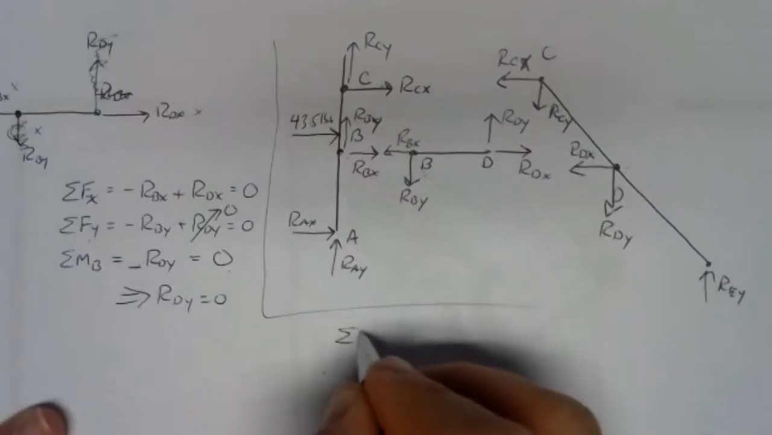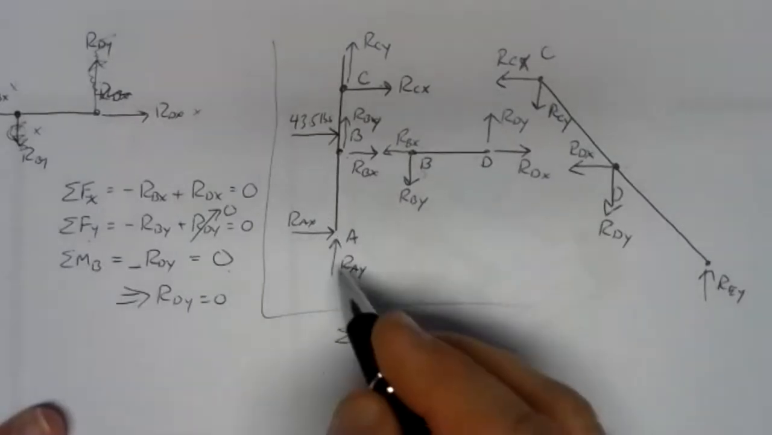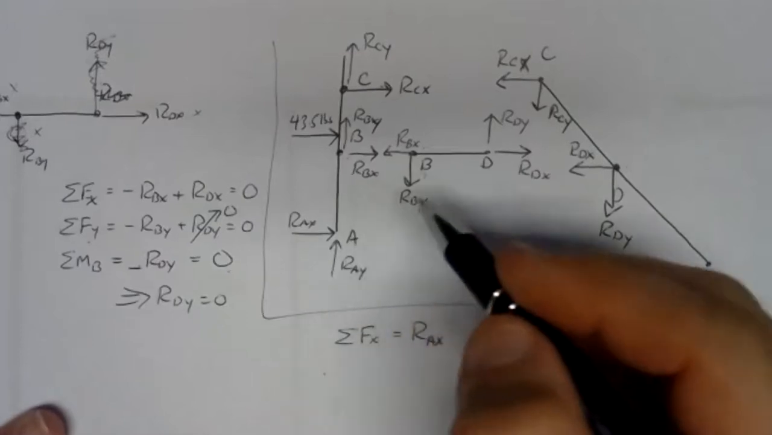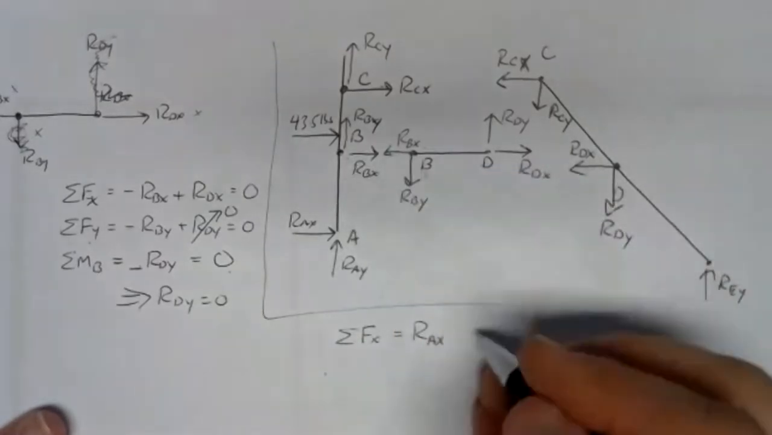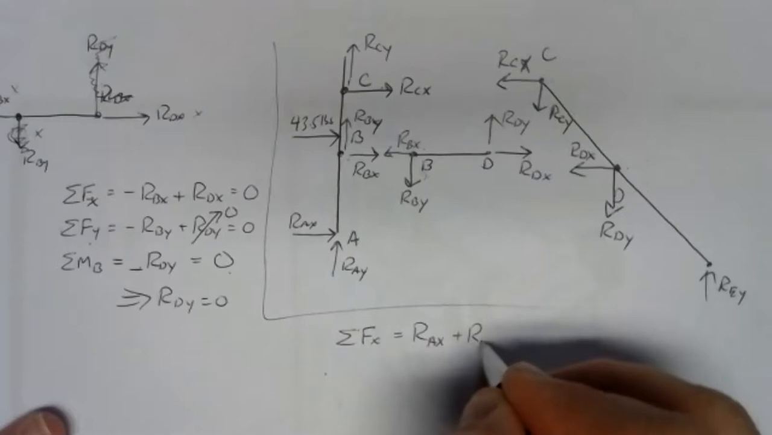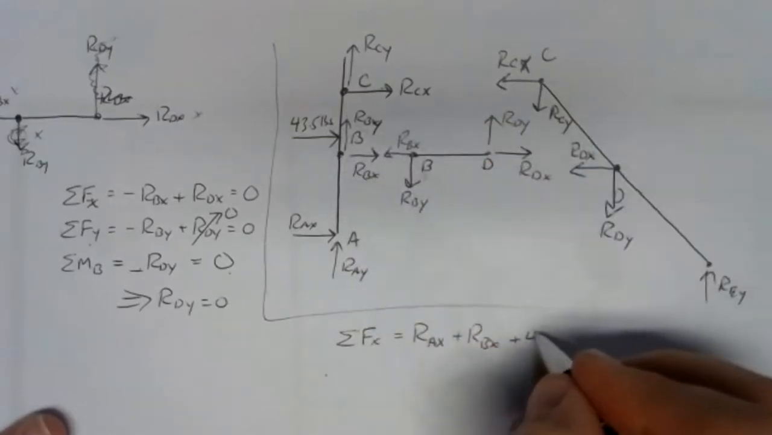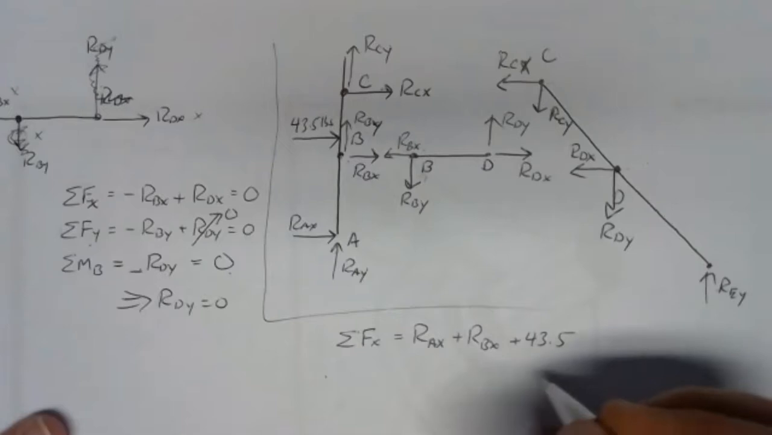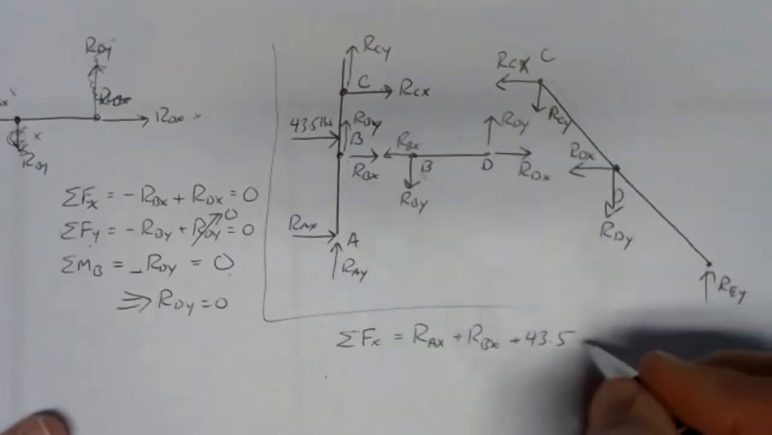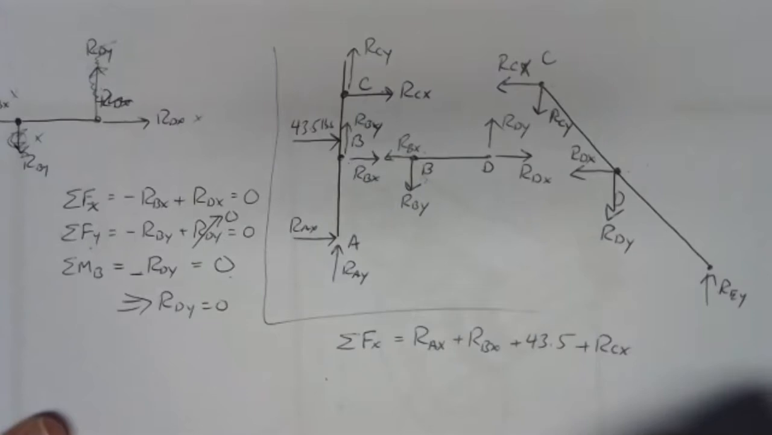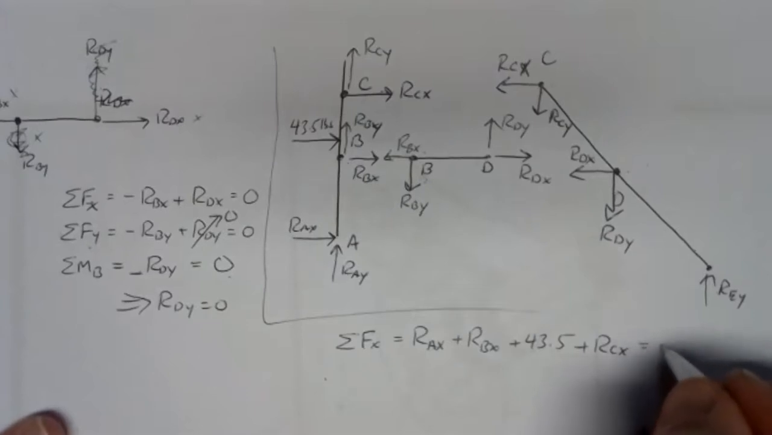So let's take a look at the vertical member here and do the equations for the vertical member. Well, sum of forces in the x direction. We've got a positive RAX. We have a positive RBX. We've got a positive 43.5. And then we've got a positive RCX. Nothing else in the x direction, but that's already looking pretty ugly.